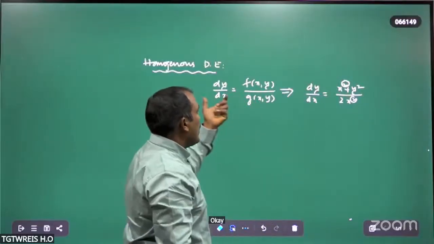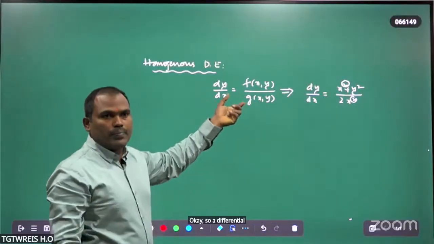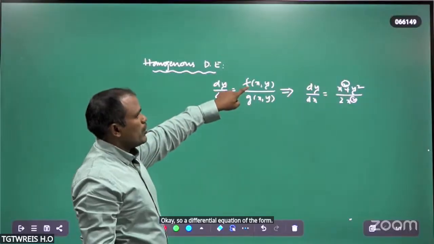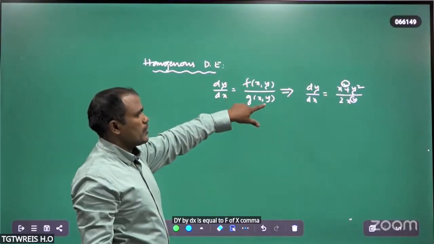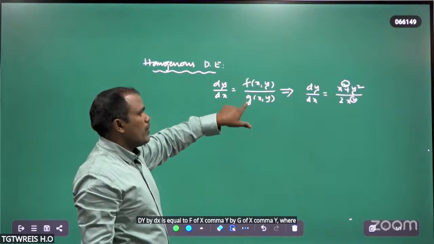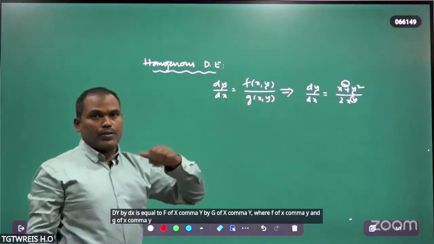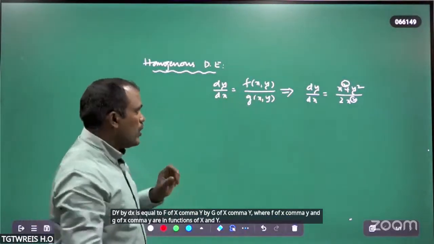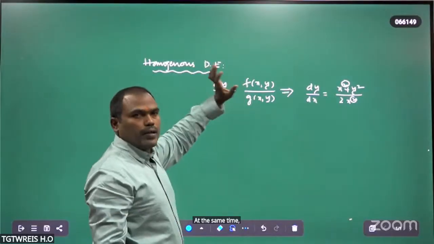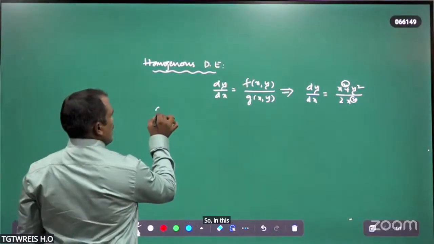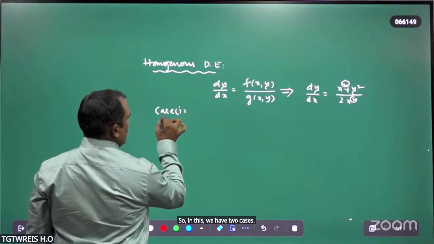Okay. So a differential equation of the form dy by dx is equal to f of x comma y by g of x comma y, where f of x comma y and g of x comma y are functions of x and y. At the same time, the degrees should be equal. So in this, we have two cases. I have already told you two cases.